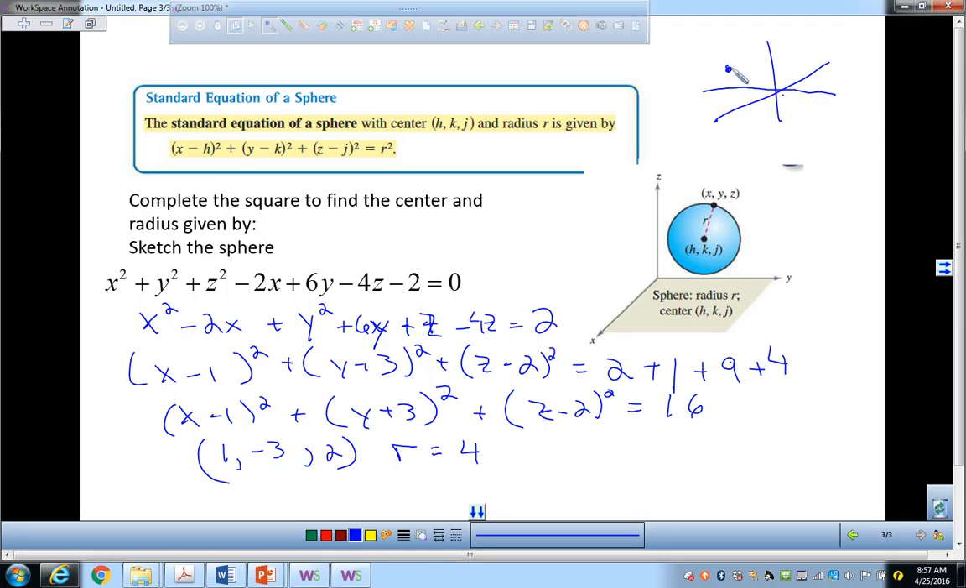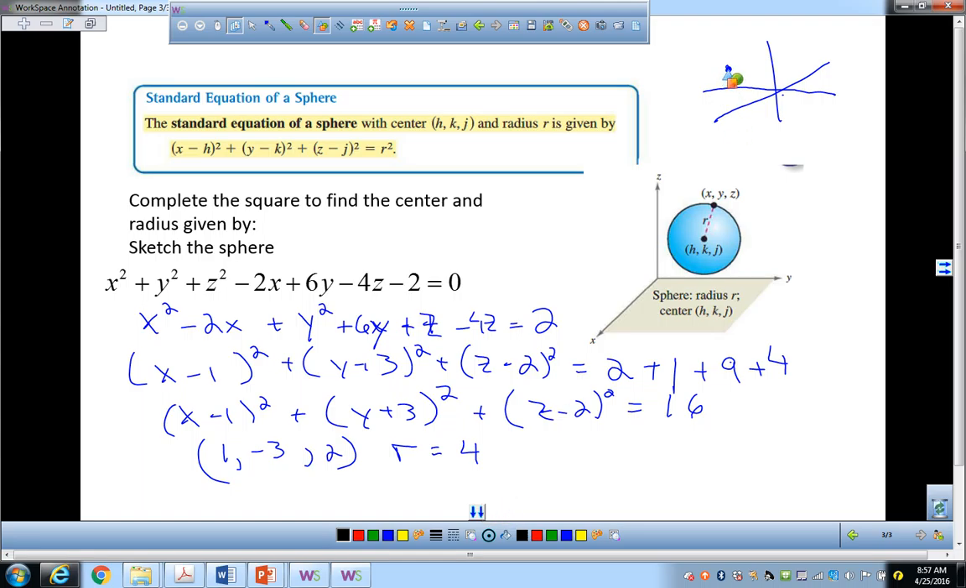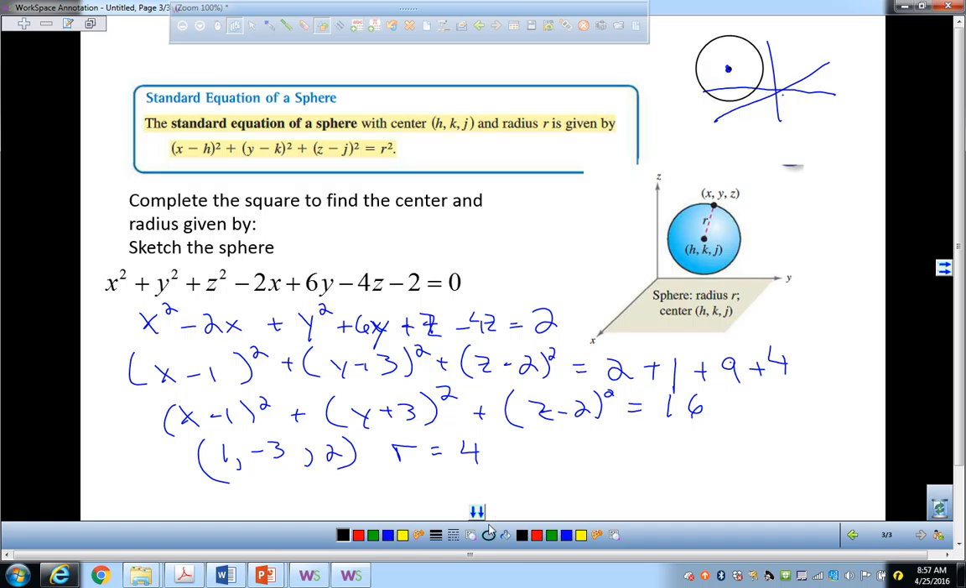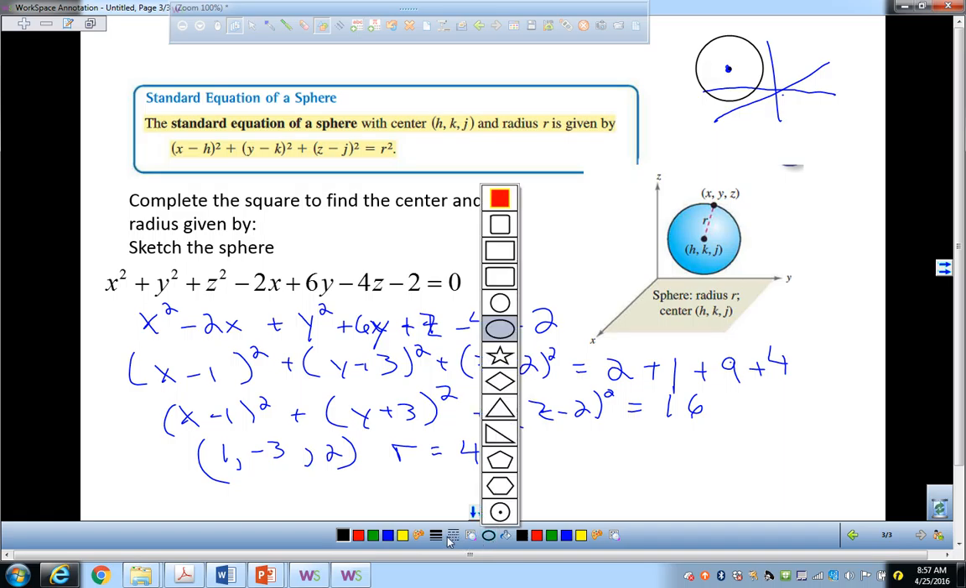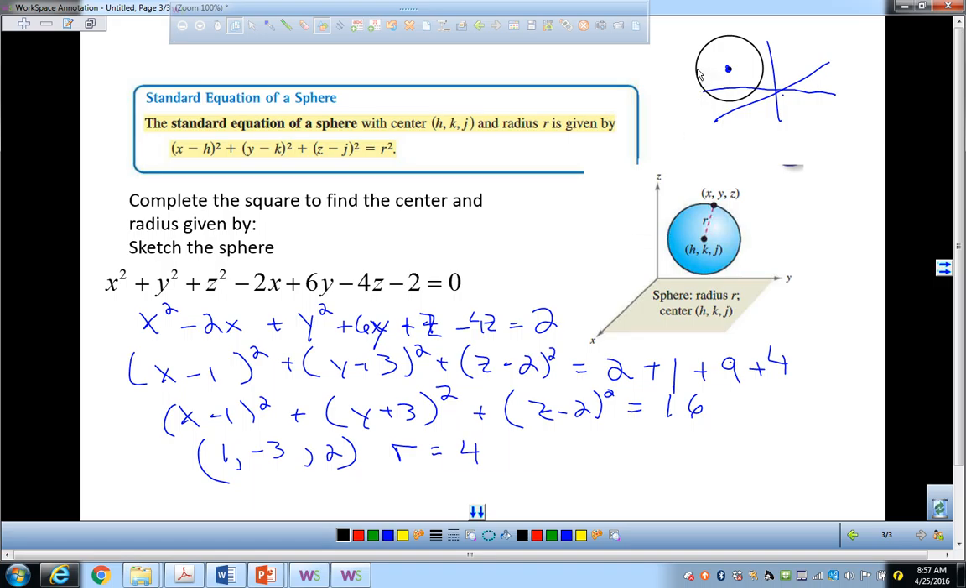And then you would take your toolbox, and you would sketch in a sphere. How do I do a sphere? Like this. And then you take your ellipse tool, and you go like this. And then you make it dotted. And then you can make a pretty cool sphere, I think.